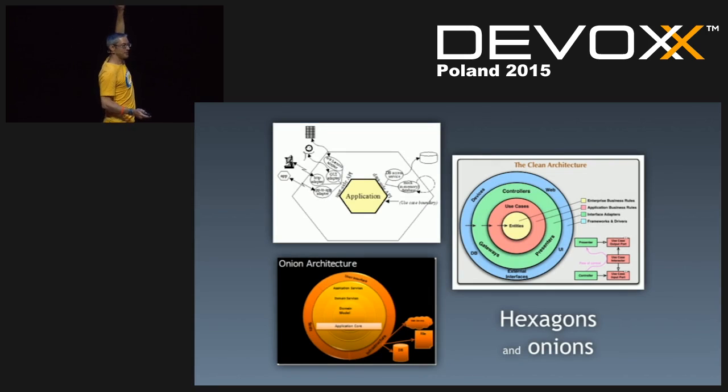Ports and adapters, hexagonal architectures, these are essentially just layered architectures as well. Sometimes the arrows point the other way, sometimes we move the interfaces into a central domain package. It's still essentially a layered architecture.